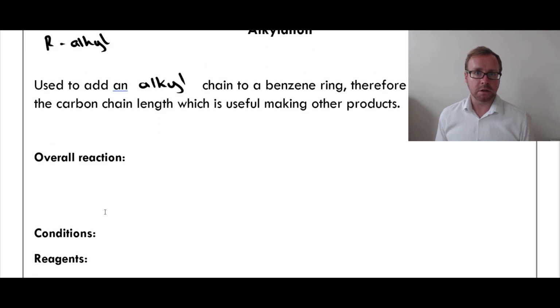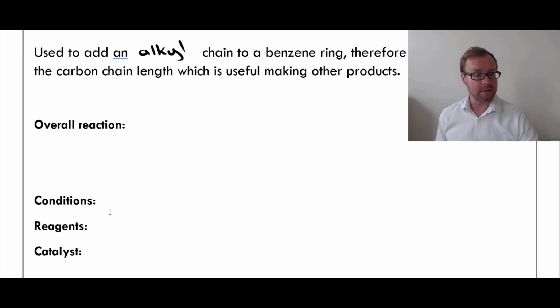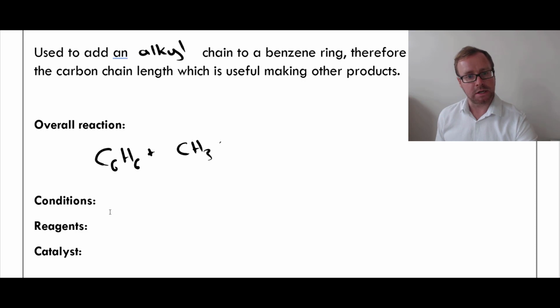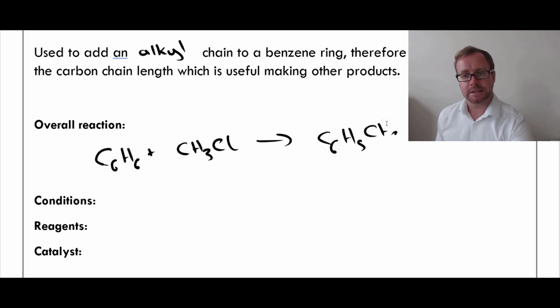Our overall reaction. I know I'm going through this quite quickly because it's all very similar. So, our overall reaction: C6H6 plus CH3Cl. This is the R we use in our general equation above. Unsurprisingly, we're going to add that on. Plus H, what are we going to have left over? HCl, obviously.